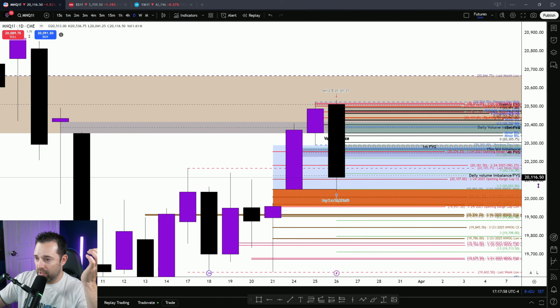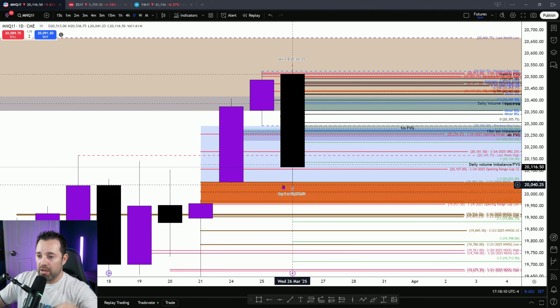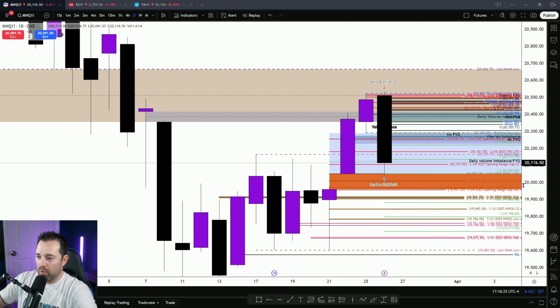Let's zoom in here. Here's the low right here. Here's that volume imbalance. So we did go into that volume imbalance. Okay. And since we traded into it, going forward, here's what I'm going to be looking for. Are we going to invert this completely? Or are we going to go from here and continue to be bullish? That's going to be a key. If we invert this completely, we're going down.